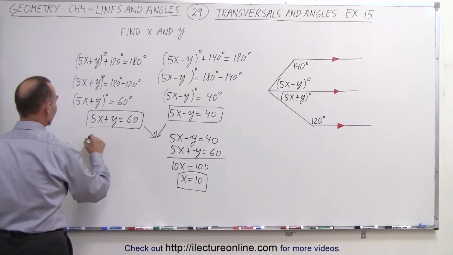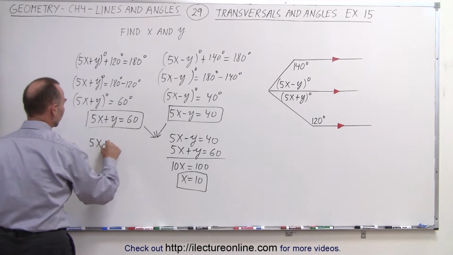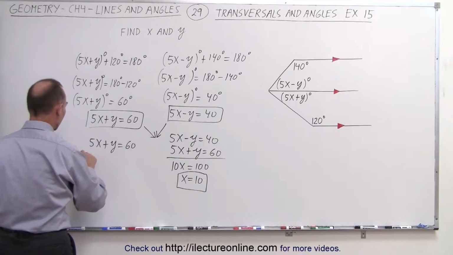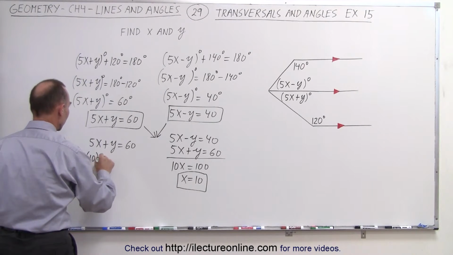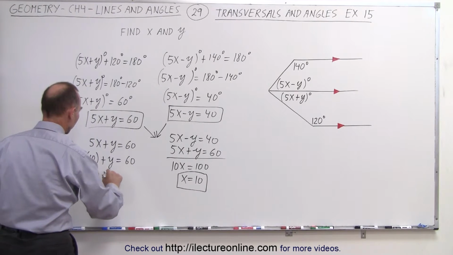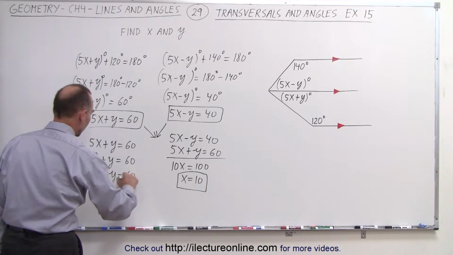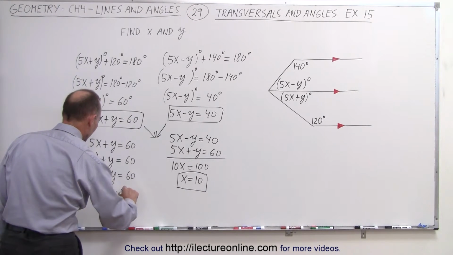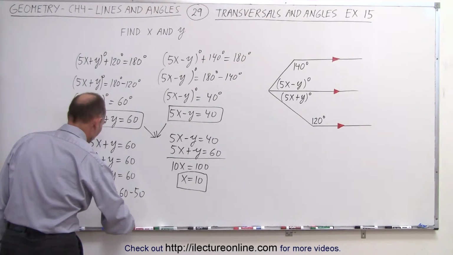So here we can write 5x plus y equals 60. Since x is equal to 10, we can write 5 times 10 plus y equals 60, or 50 plus y equals 60. Subtract 50 from both sides, we get y is equal to 60 minus 50, which means y is equal to 10 as well.